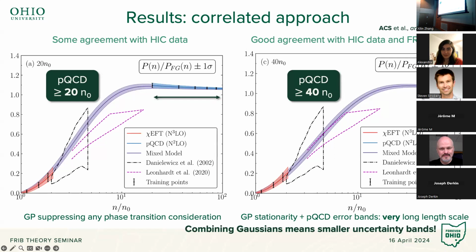But what I really wanted to say as well is that if you are confused about why chiral EFT's error bands are still bigger than what we get, this is actually just a product of doing exactly what we were doing for our model mixing.